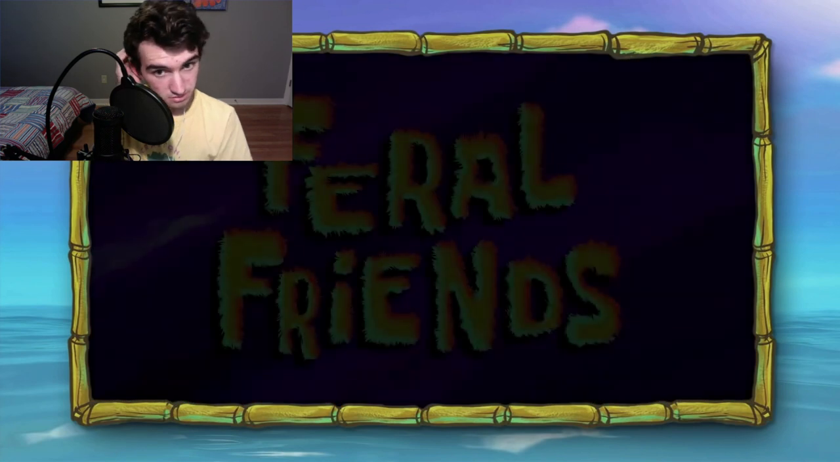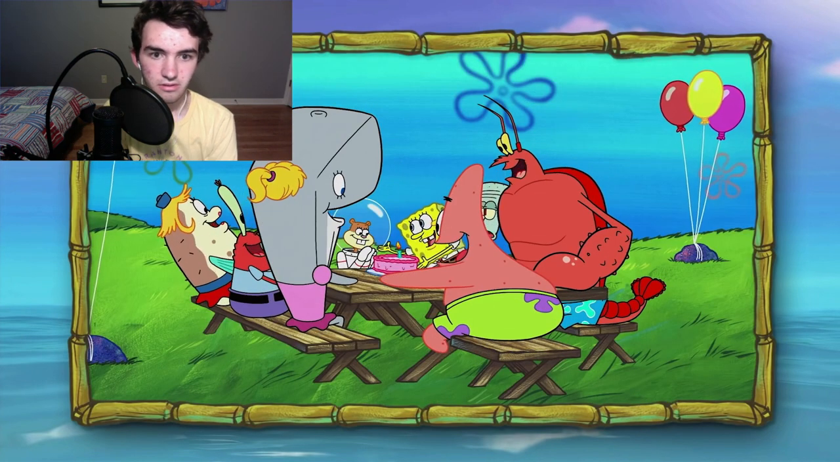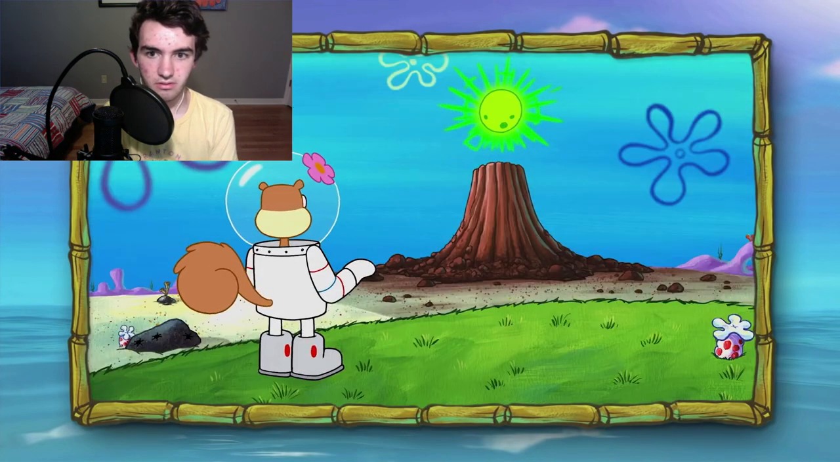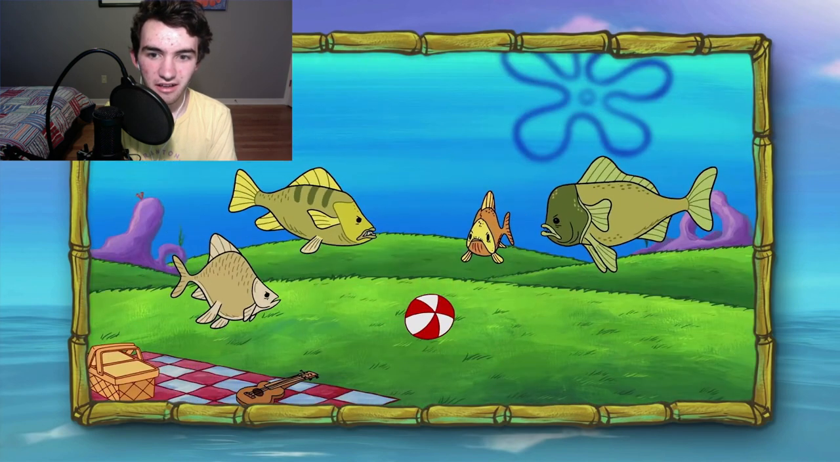Well, if we take a look at Season 10, Episode 10, Feral Friends, we get a bit of a hint about how the SpongeBob world works. In this episode, a green moon appears and transforms all the characters into less cartoony, real-life versions of themselves.